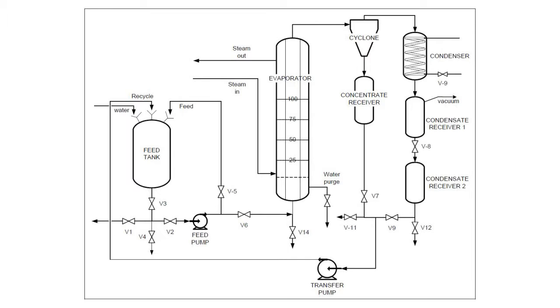Next is the climbing film evaporator, which is used to remove vapor from the boiling solution to get a more concentrated solution. The cyclone is used to separate vapor and liquid, where vapor passes through a water-cooled condenser and into a receiver, while the liquid passes down into the concentrate receiver. The condenser is used to condense vapor into liquid state. The last one is the transfer pump, which is used to transfer concentrate to V12.